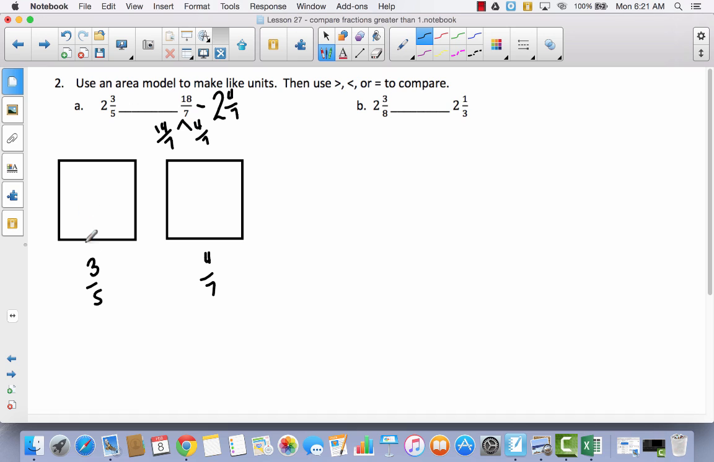So now when I divide this area model, remember that when you're doing this strategy to find common units, you have to do one of them vertically like this. So I'm going to divide the fifths vertically by drawing 4 lines vertically. And then the other one has to be horizontally. So I'm going to draw 6 lines horizontally to make this into sevenths. So that is 3, 4, 5, 6. Now I'm going to go back and shade.